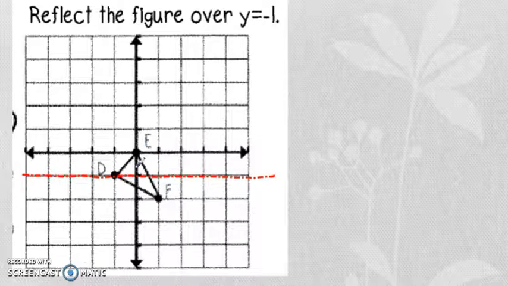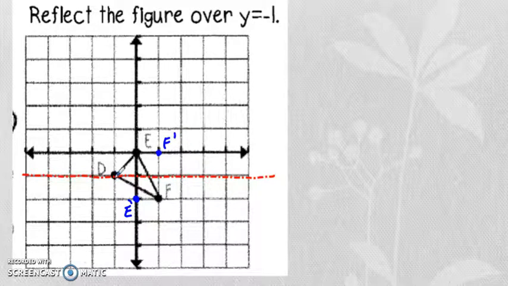E is 1 space above the line of reflection, so my reflection means it's going to be 1 space below. There's my E prime. My F is also 1 space away from the line of reflection. It's below that line, so my F prime will be 1 space above.